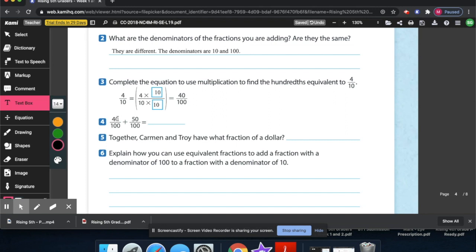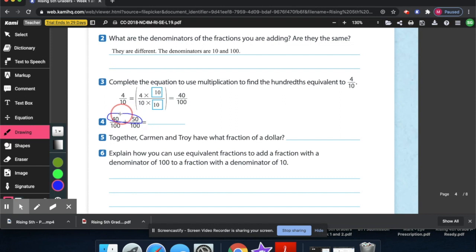Number four, 40 hundredths plus 50 hundredths. Okay, our denominators have to be the same before we can add straight across. They gave us denominators that are the same, so all we have to do is add across. But when I say across, I'm just talking about the top, okay? So our top numbers are going to be added together, but because our denominators are the same, they are going to stay the same also within the answer. So 100 is going to stay as our denominator, and 40 plus 50 is, you guessed it, 90. So now we have 90 hundredths.